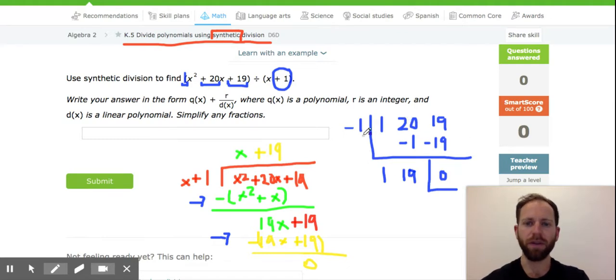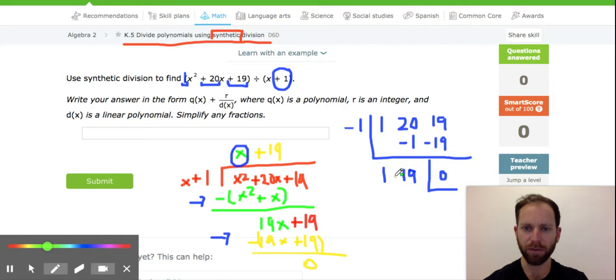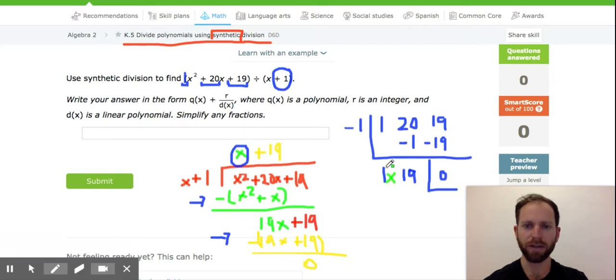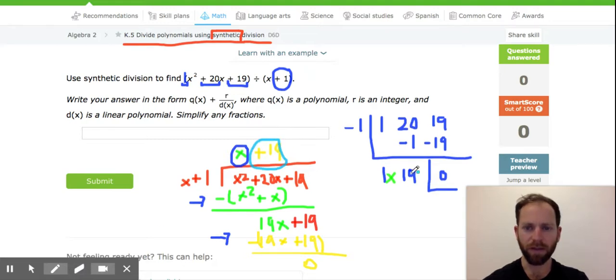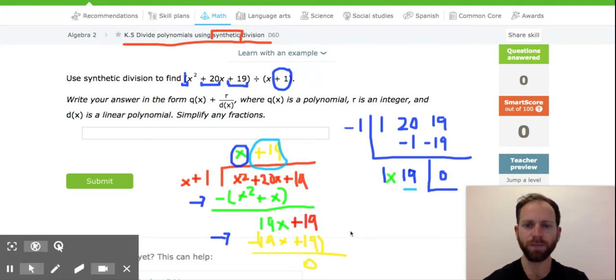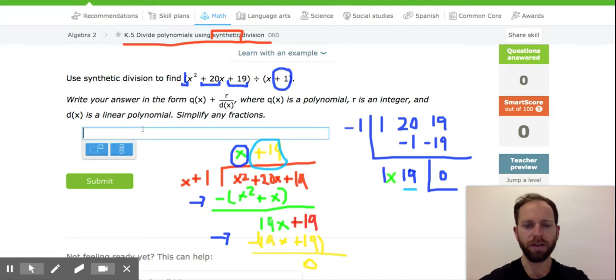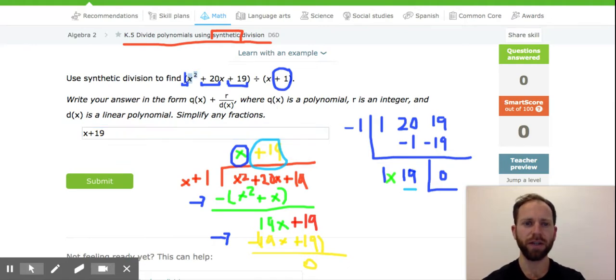So this represents what you would get here, right? If you'll notice, this x value, the 1x, that's what this number represents here. This is the 1x. This 19, right, the positive 19 right here, that's represented by this, right? That's the 19. So your answer is x plus 19. So you can do that just by using synthetic division. Just notice that here the term was x squared, right? So here your term is going to be 1 degree lower.